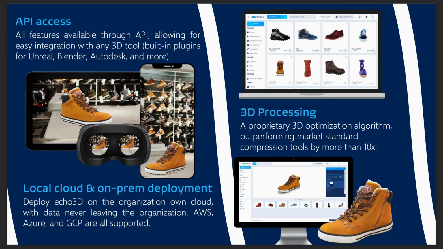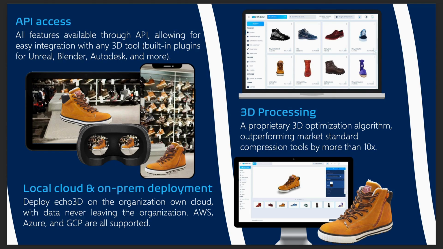Our biggest differentiators start with our API-first architecture. Every feature of the platform is accessible through API calls, making it easy to integrate echo3D into your existing cloud environments and 3D workflows. We also provide built-in plugins for Unity, Unreal, Blender, Autodesk, and more. You can even deploy echo3D directly within your organization's own AWS, Azure, or GCP infrastructure, ensuring full data ownership and keeping all assets securely within your environment.